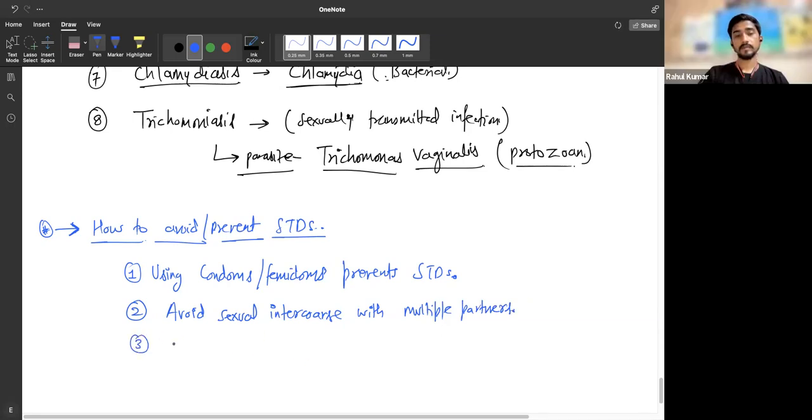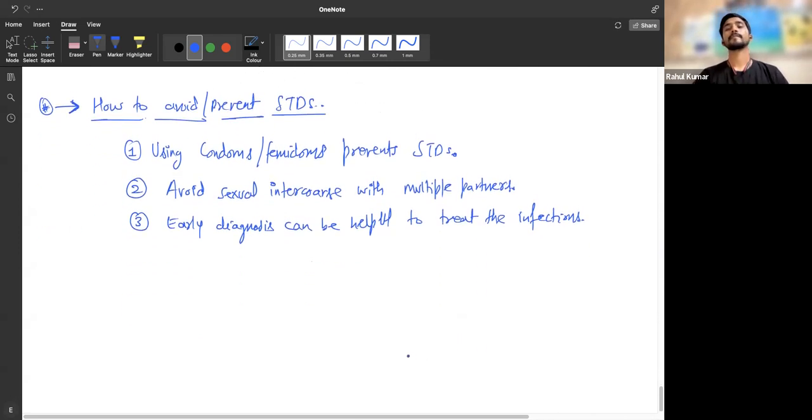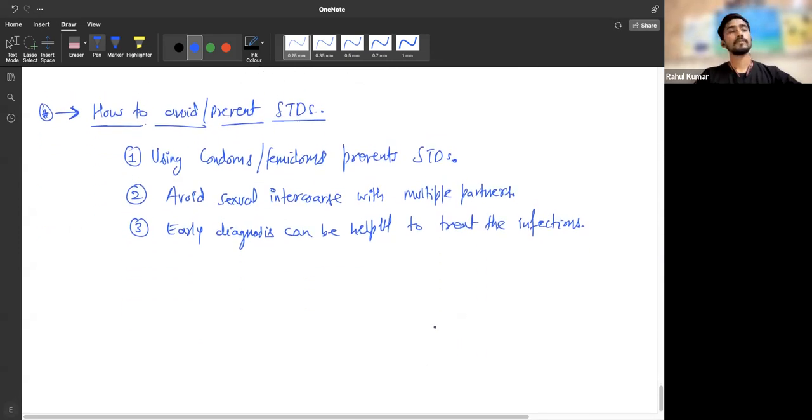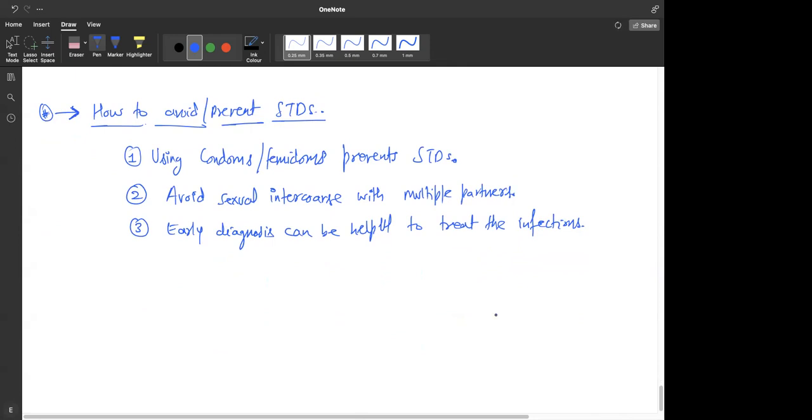And third is what you said, early detection, early diagnostics can be helpful to treat the infection. But this does not work in the case of non-curable STDs. Okay? Yes. Okay, cool.